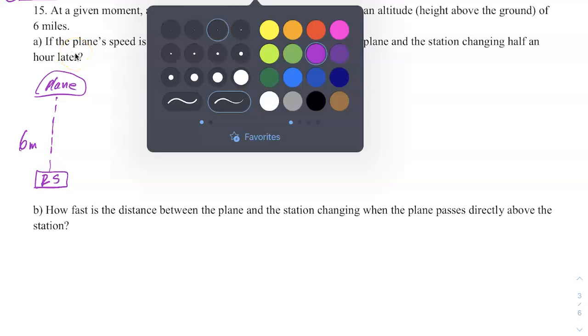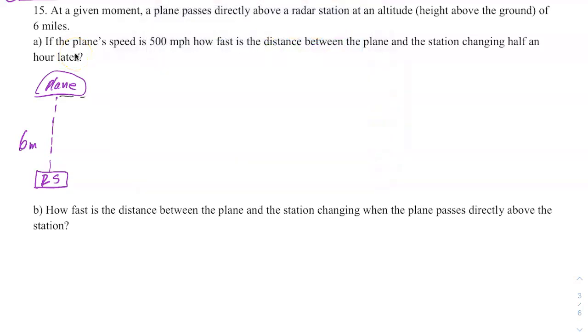So let's do a couple things here. The plane's going this way, and we're trying to figure out how far apart they are, how fast the distance between them is changing. So this will be my y, this will be my x, this will be my z. What do they tell us? The plane speed is 500 miles per hour. So this guy, dx dt, is 500 miles per hour.